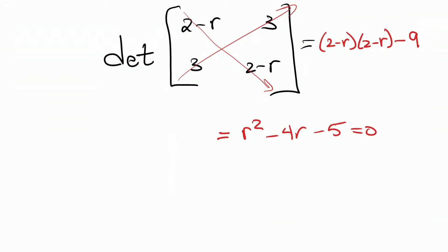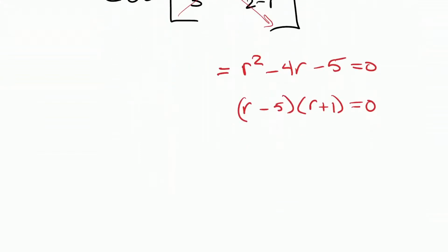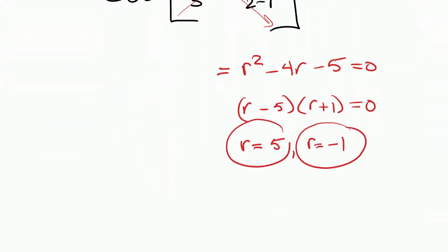Set it equal to 0. And then we can factor this. This is going to feel familiar because you did this when you were doing your second order differential equations. And you get r equals 5 and r equals -1. R equals -1, r equals 5. That's part of your solution.